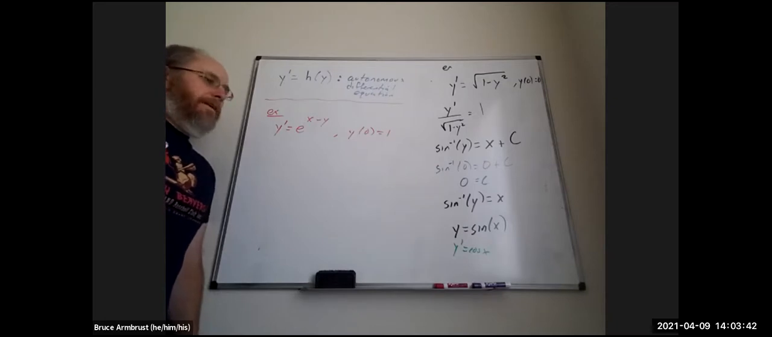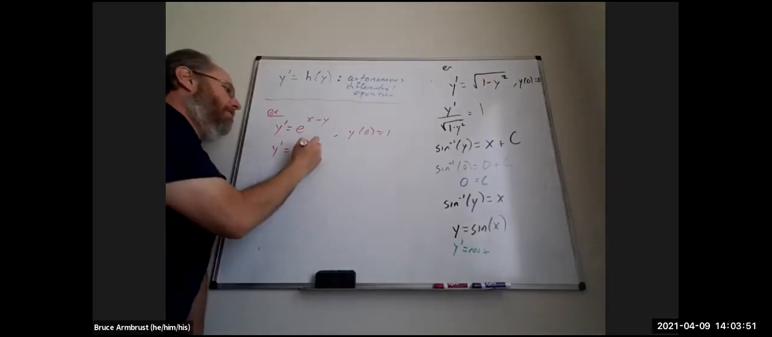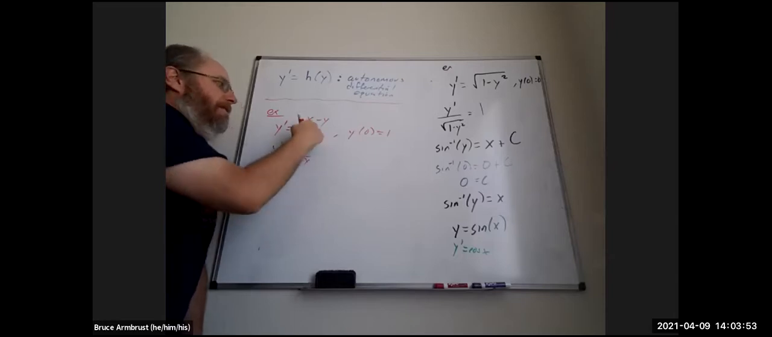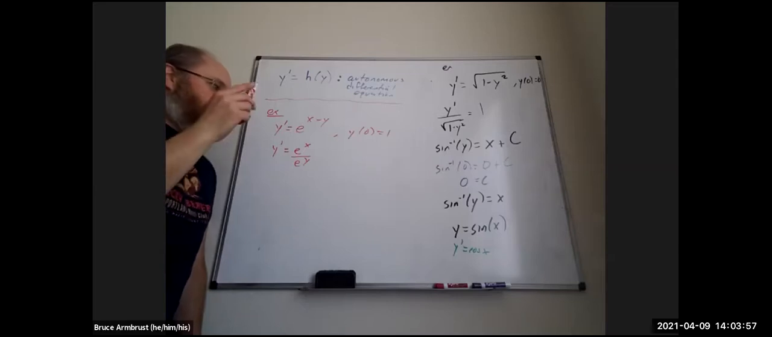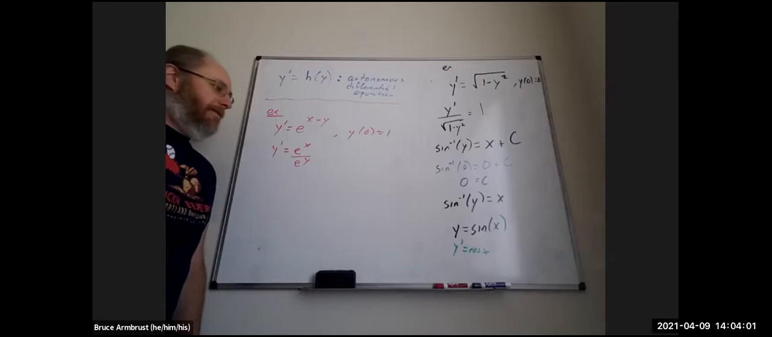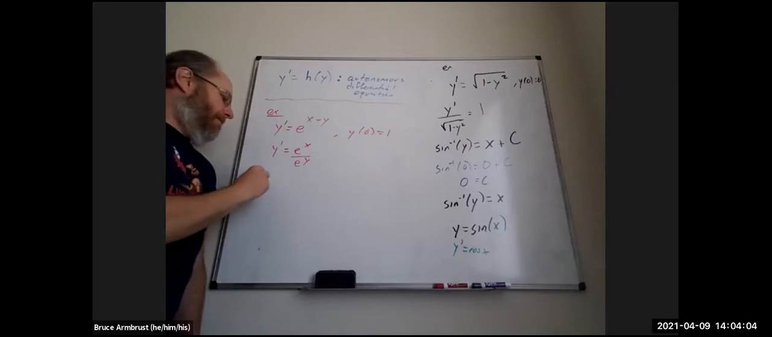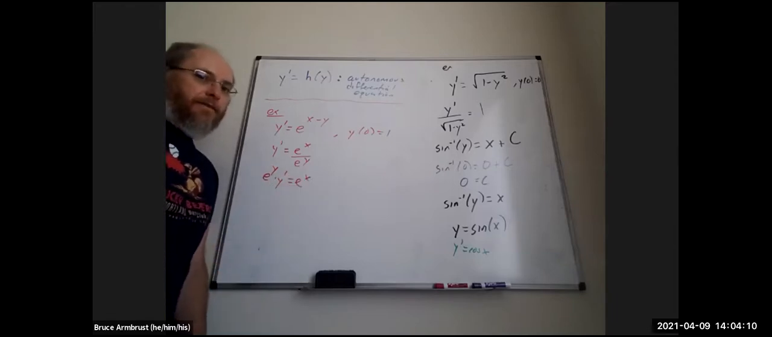So what do you guys think? Ideas? Rewrite it as e to the x over e to the y. All right, good. Totally make use of those rules of exponents. Subtraction is the same as division, because as soon as we do that, I'm sure you all see what happens. This becomes e to the y times y prime equals e to the x.